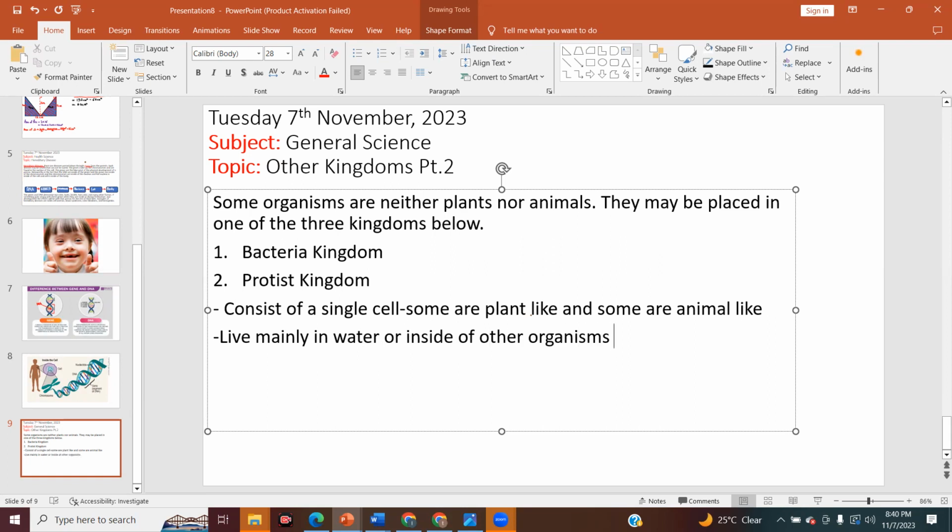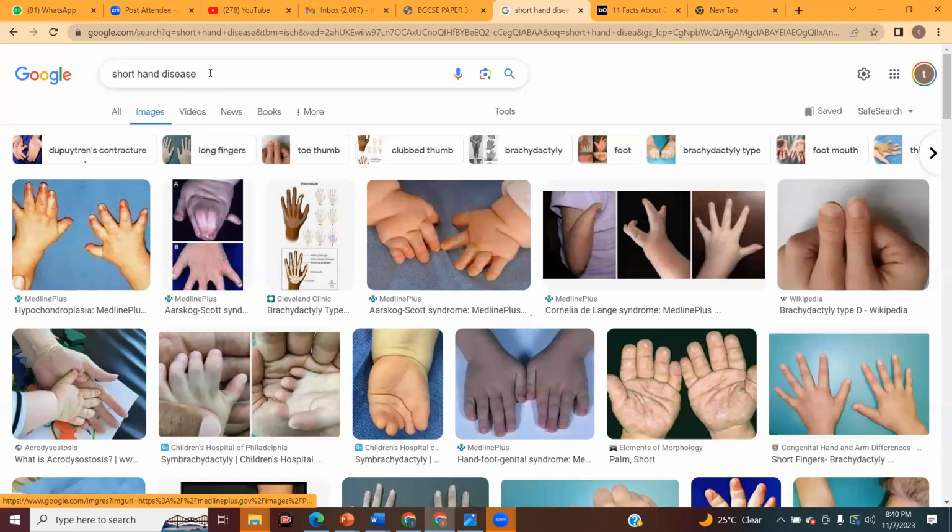So examples would be your trypanosome, and that causes sleeping sickness. Something so small can cause such great damage. Let me just show you an example of trypanosome. Let's look at some pictures of it.